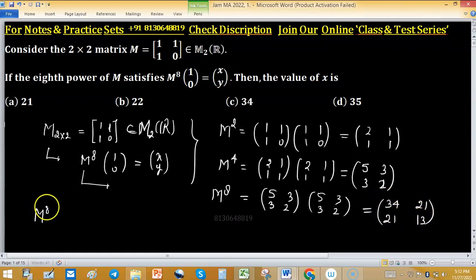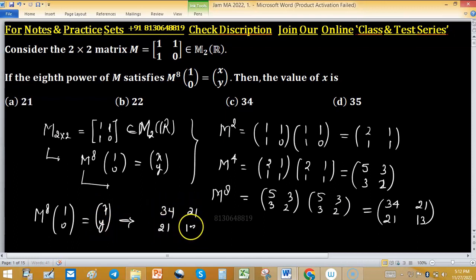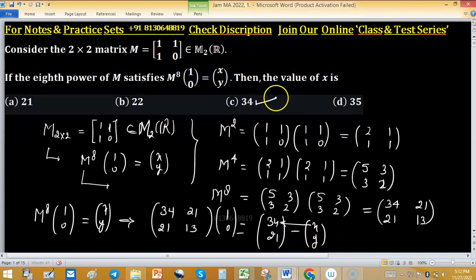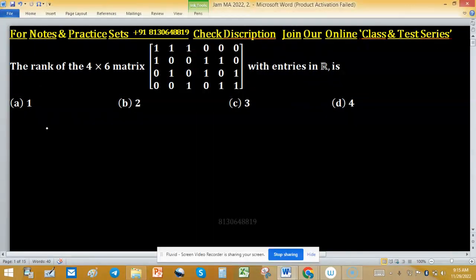As it is given, M raised to the power 8 times [1; 0] gives you [x; y]. This implies that [34 21; 21 13] multiplied by column vector [1; 0] gives you [34; 21], and this is the same as [x; y], so the value of x is 34. Option C is correct.